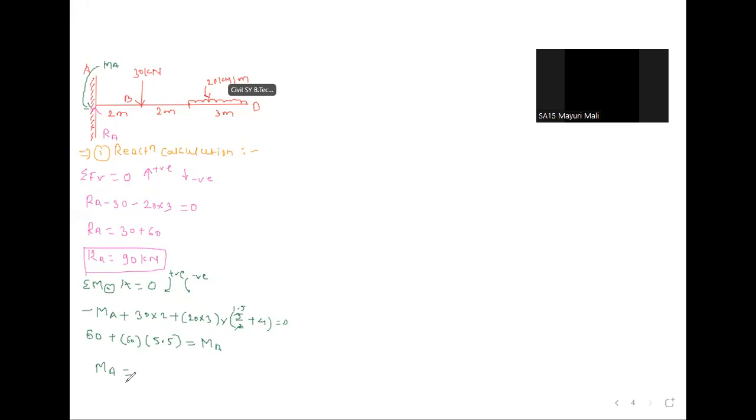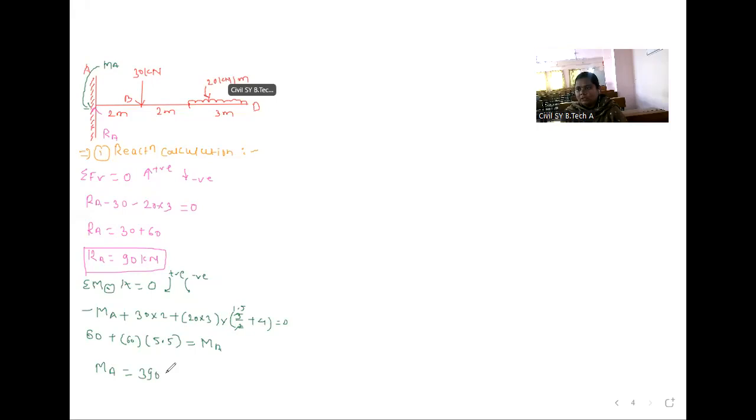390 kilonewton meter. So now reaction calculation step is over. We will move towards second step, that is shear force calculations. Shear force calculation. Second step is shear force calculations.